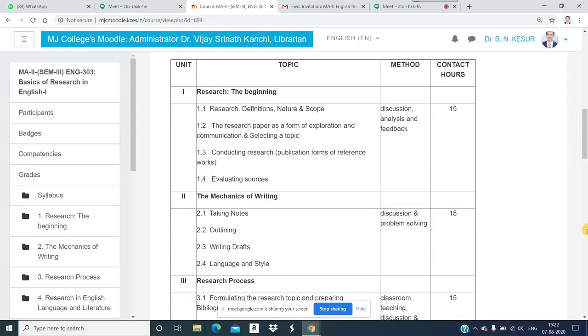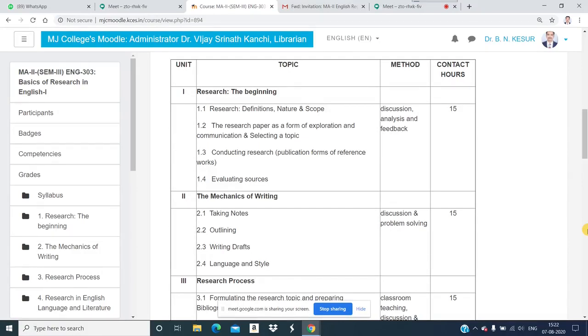Then evaluating sources: how to evaluate all those sources which are available in physical form or online form. Okay, so in the first unit we'll try to understand these things. These are considered as the basics of the research.